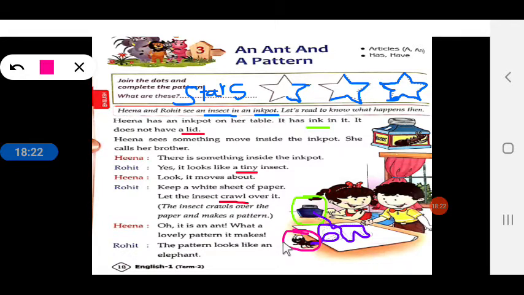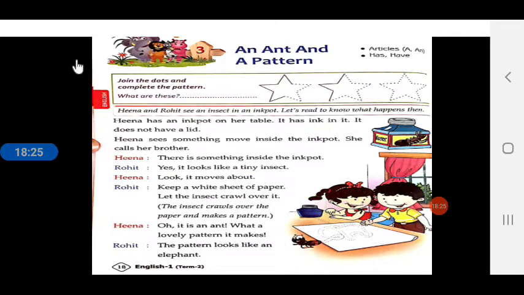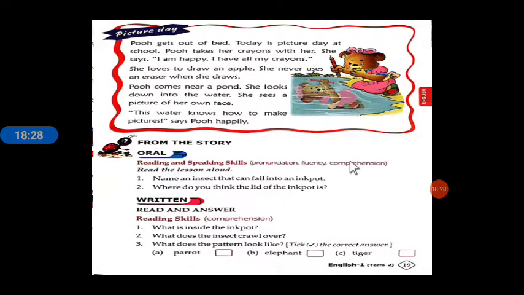So dear students, turn to page number 19. Okay. Picture day. Puha means it is the name of a baby bear. Puha is the name of a baby bear. So Puha gets out of bed early in the morning. Puha gets out of its bed. It wakes up out of its bed.